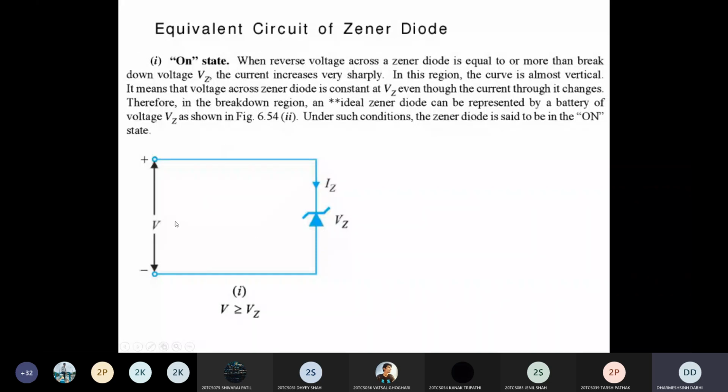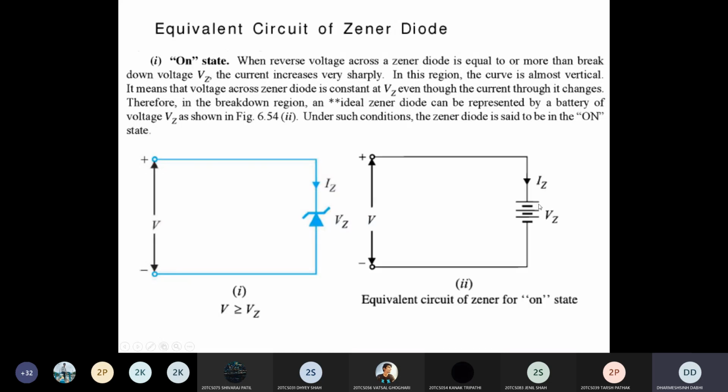You can see the circuit diagram. Suppose this is a Zener diode, and its Zener voltage is Vz. Zener voltage means the voltage at which breakdown happens, so the current increases sharply at this voltage. The condition is that the supply voltage V is greater than or equal to Vz. Suppose your Vz is 50 volt and your supply voltage is 60 volt. So it is more than the Zener voltage. When you apply 60 volt across the Zener diode, what will happen? Your Zener diode becomes on. Clear? So it acts like a battery here.